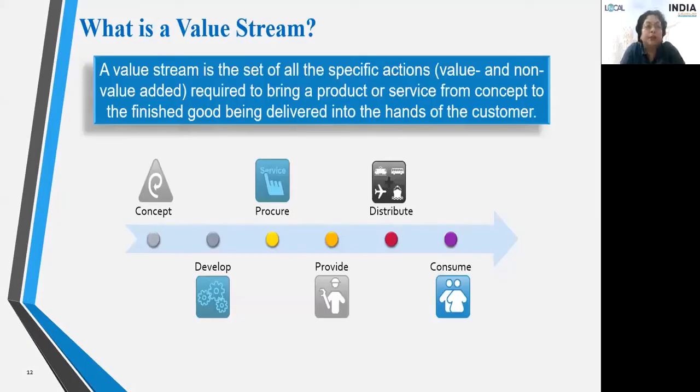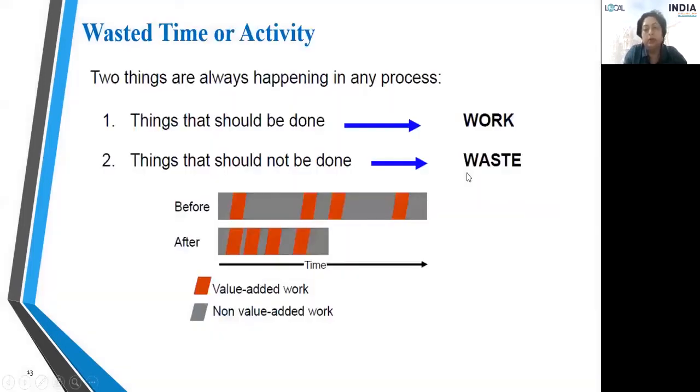So in Lean, we use the concept of value stream. A value stream is a set of all the specific actions, value and non-value added activities required to bring a product or service from concept to the finished good being delivered in the hands of the customer. So from concept, how a product is developed, we create a value stream of all the activities. And from that, we finally find out the work that is required, that is the value-added work and the non-value-added work. And then we trim out the non-value-added work and try to keep just the value-added work so that the time for the activity and the cost, everything reduces.